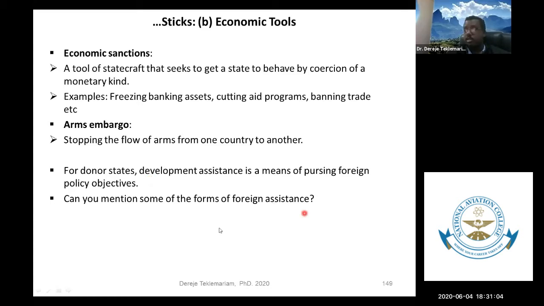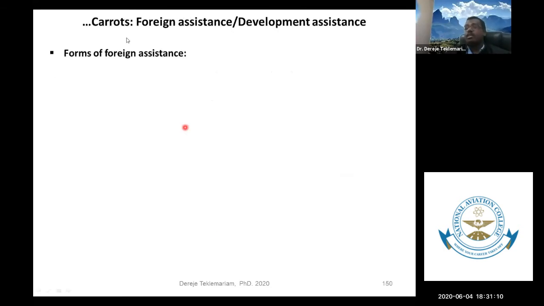Can you mention some of the forms of foreign assistance? I hope you can mention them. So let's see these forms of foreign assistance, the carrots, we call them really the carrots. Now we're on the sticks, we can deal with the carrots. Forms of foreign assistance, yeah.